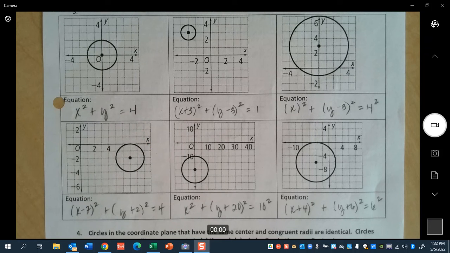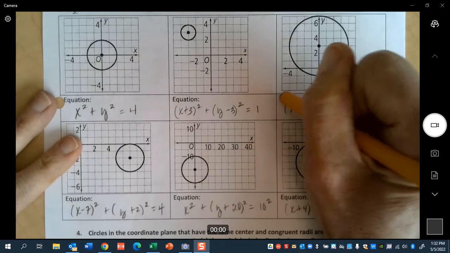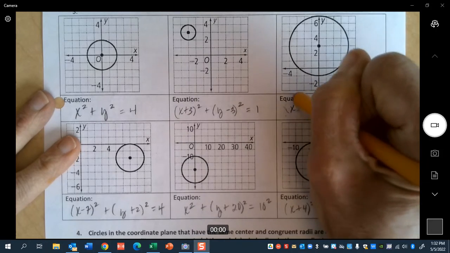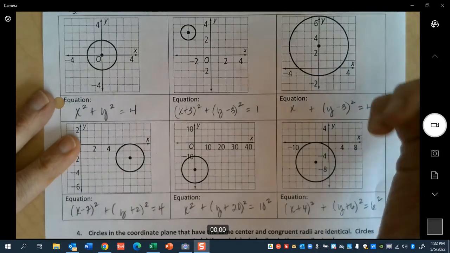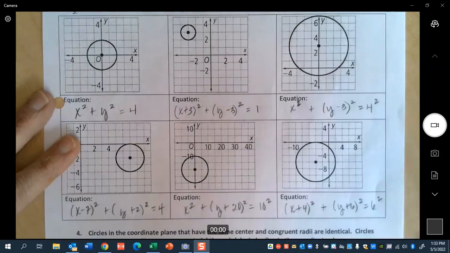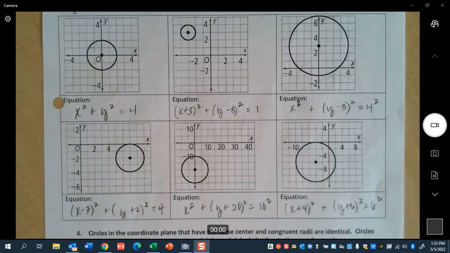So check your work. Do you have to have the parentheses over the x? No, the parentheses here are not necessary. They're just for clarity. So if you just had x squared, you'd be fine. Any other questions?